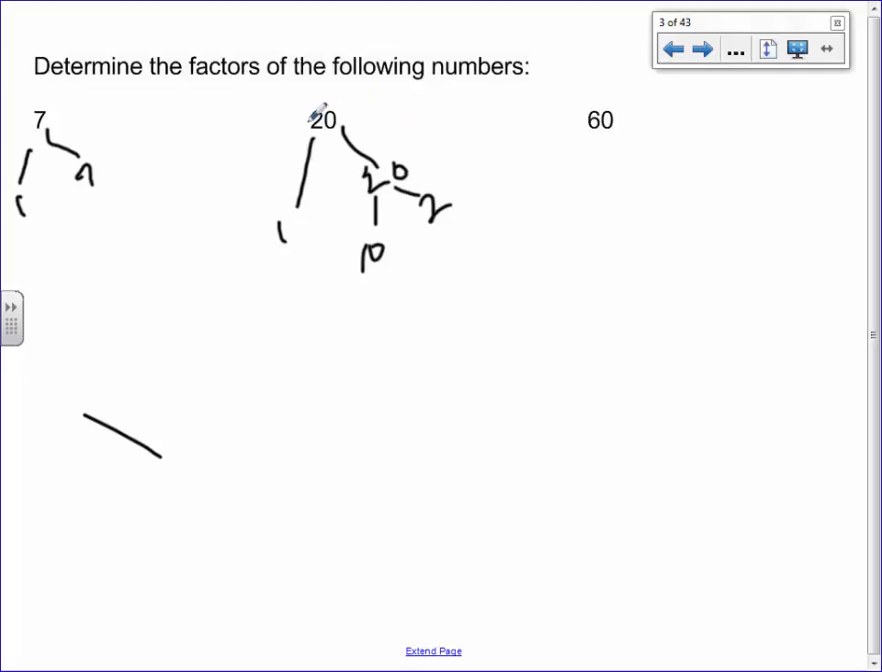So 60 I could break down into, oh Chris, how do you do this? This is crazy, this thing.